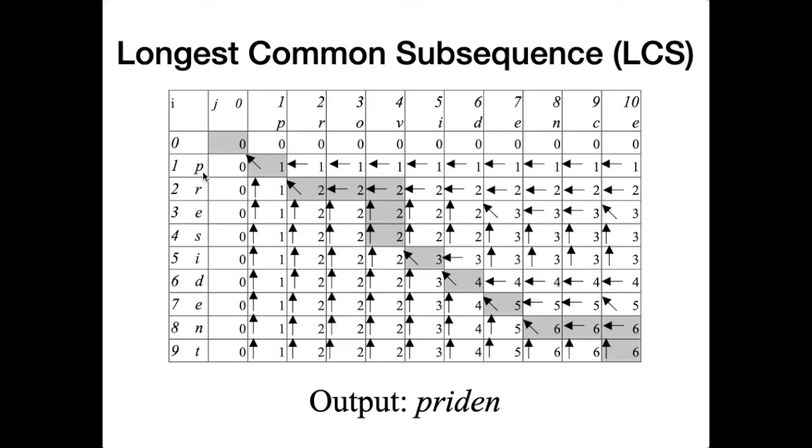So, ang mangyayari dito is that since this is a match, we have to output P, we have to output R, and then, ano pa ba yung may diagonal? We have I, we have D, we have E, and we have N. Since wala nang diagonal dito, then we stop. So that's the longest common subsequence. And the output here is PRIDEN because ito lang yung mga may diagonal sa highlighted parts of the matrix.